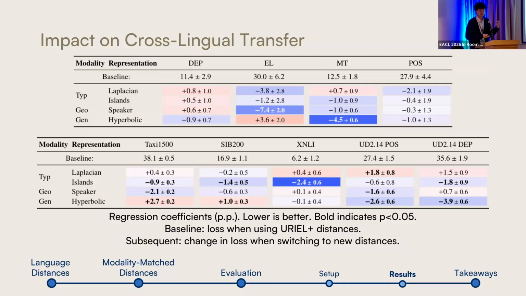And in fact, some of these representations' impacts are really profound. So for example, if you look at the bottom row, the hyperbolic representation reduces MT performance loss by 4.5, which is actually a decrease of 36%. Or if you look at the second row, the islands row, it reduces XNLI performance loss by 39%. And these are really, really substantial results when it comes to reducing performance loss for cross-lingual transfer.